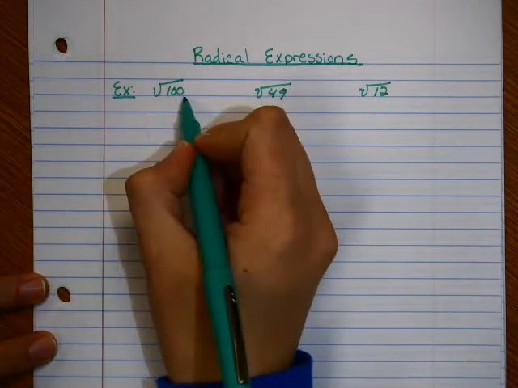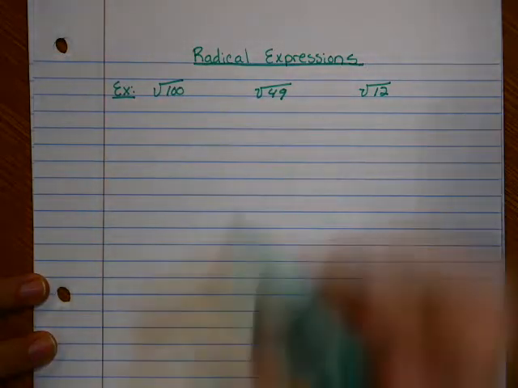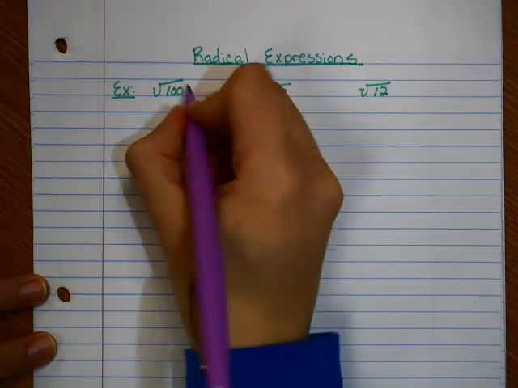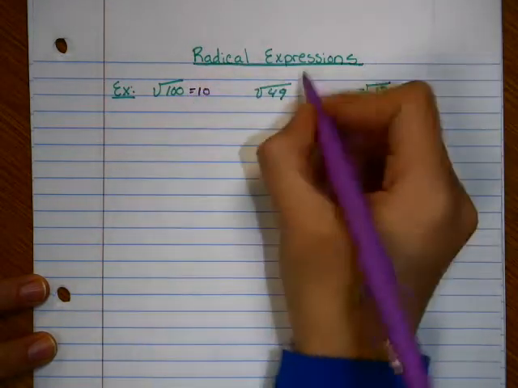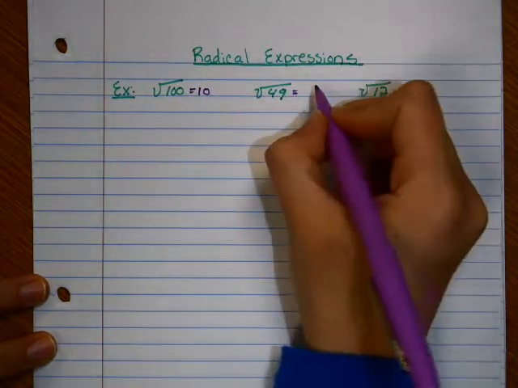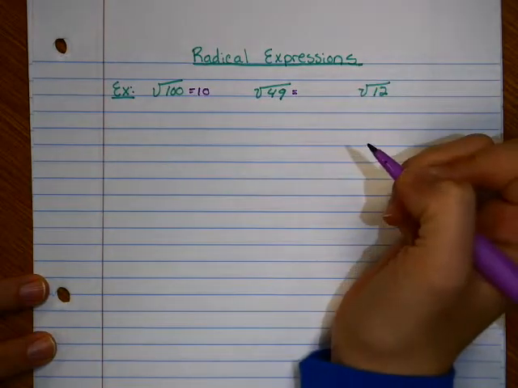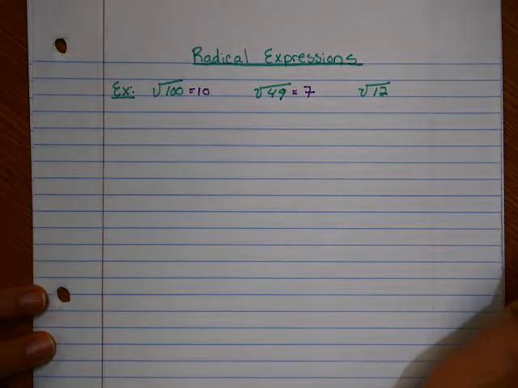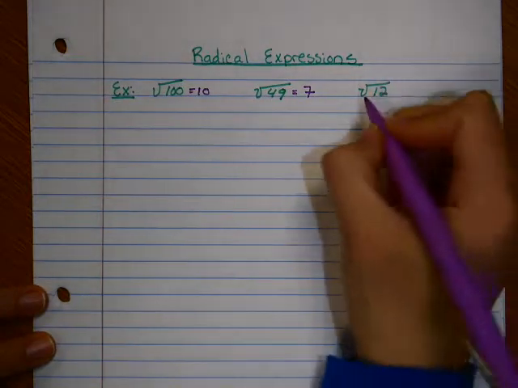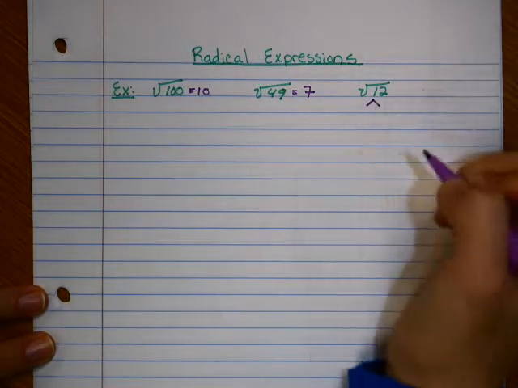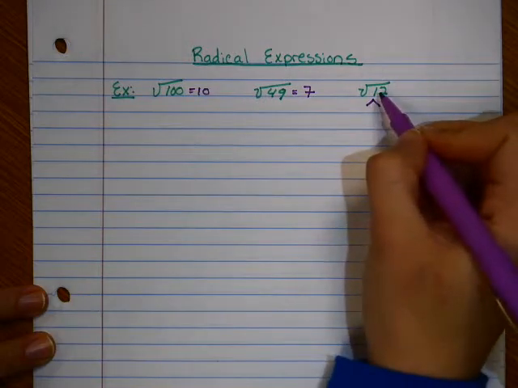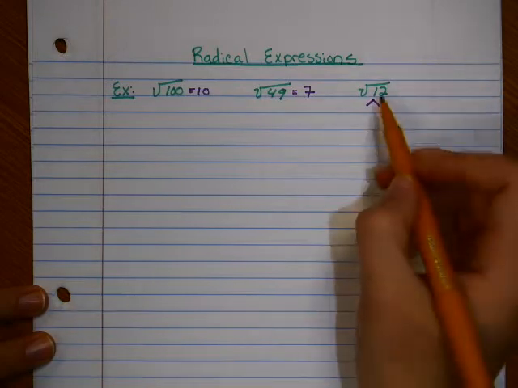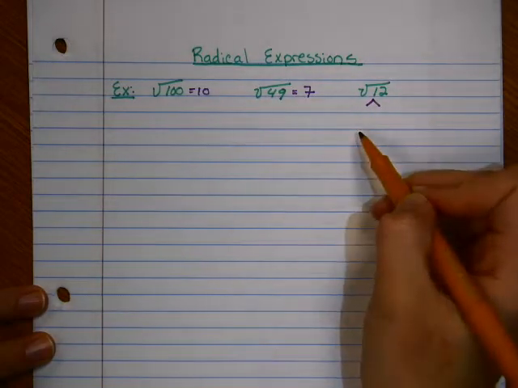So 100 is called a perfect square, so the square root of 100 is equal to 10. Square root of 49 we know is also another perfect square, and that's equal to 7. And the square root of 12 is not a perfect square. So how do we simplify these? Well, if you remember, you have to look for a perfect square that is a factor of 12.